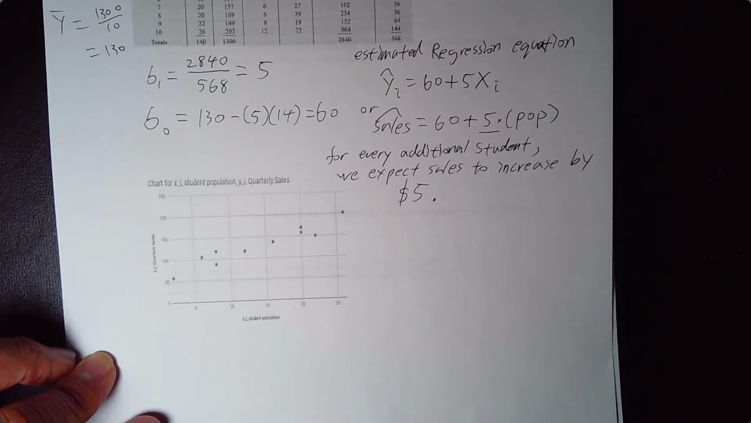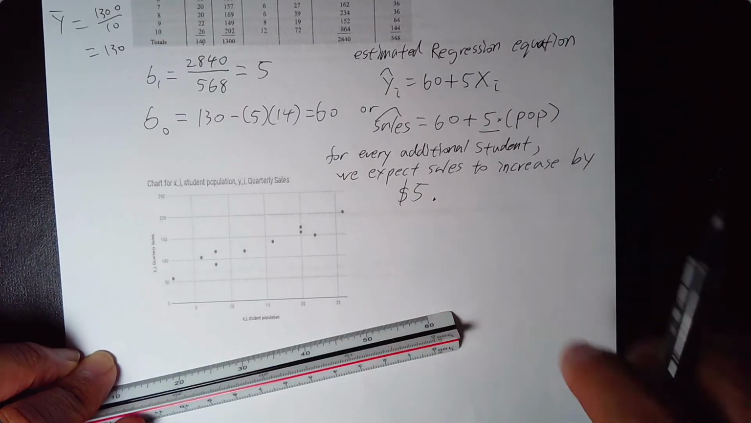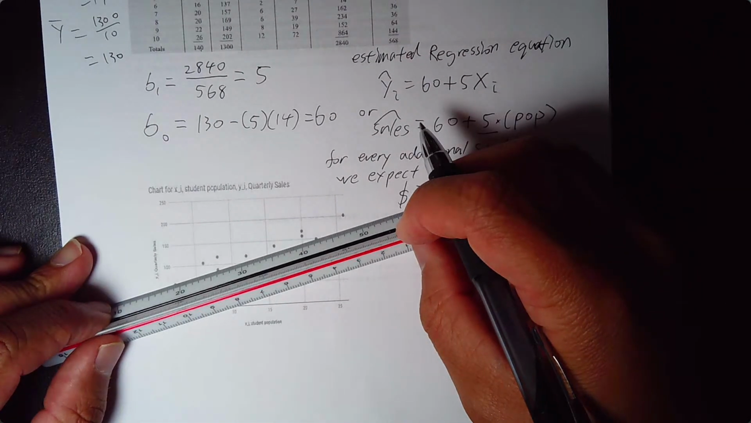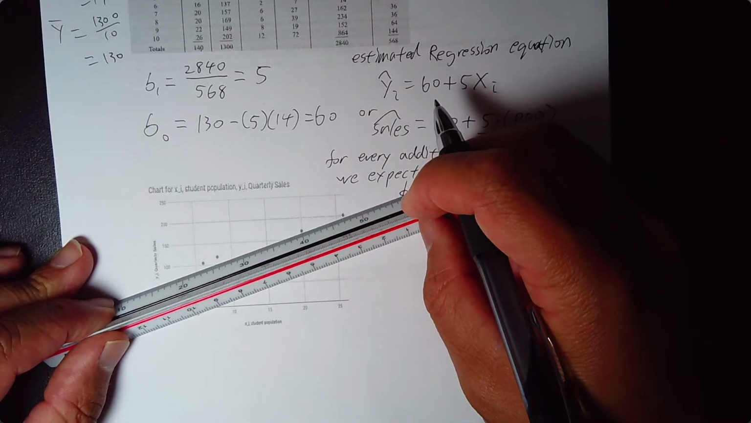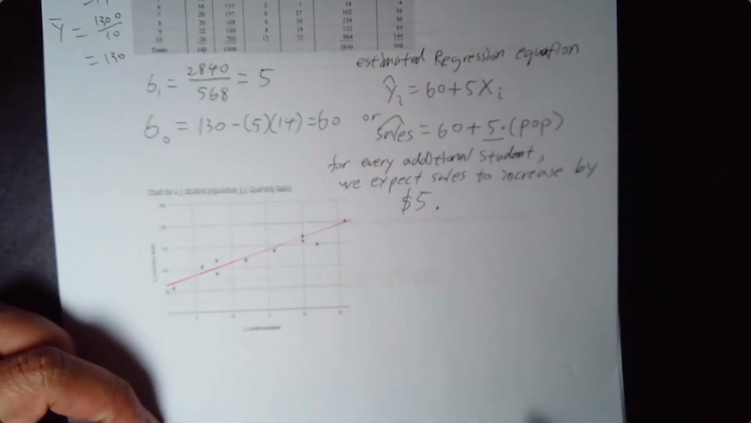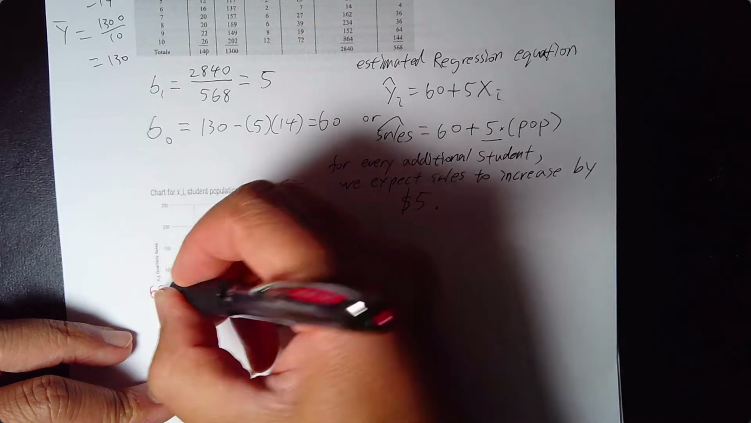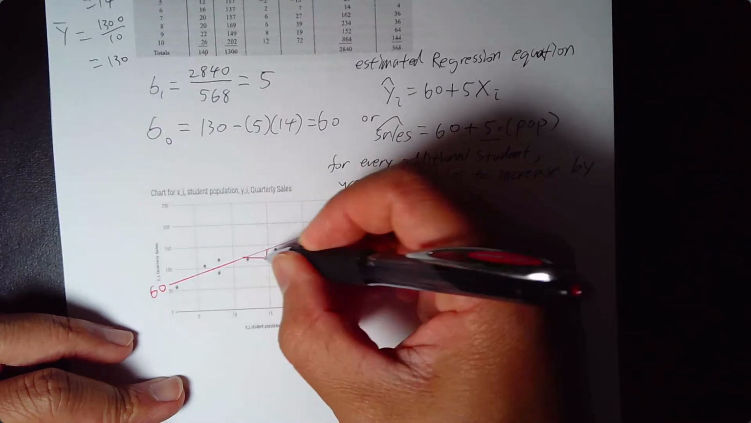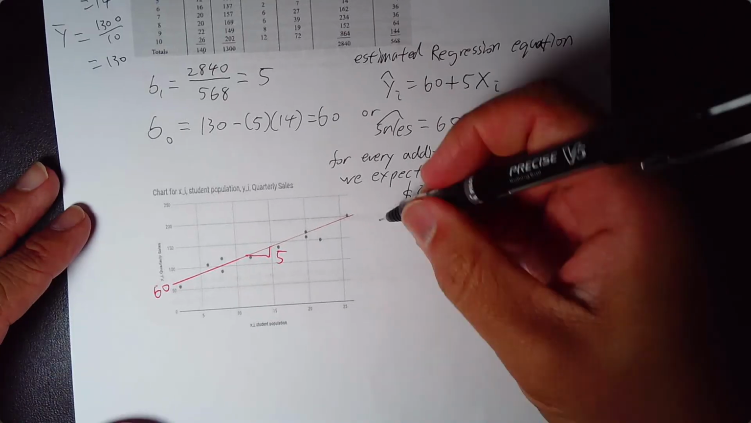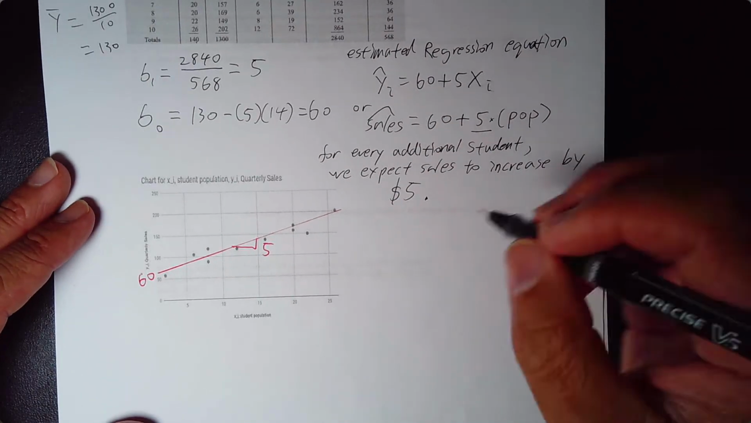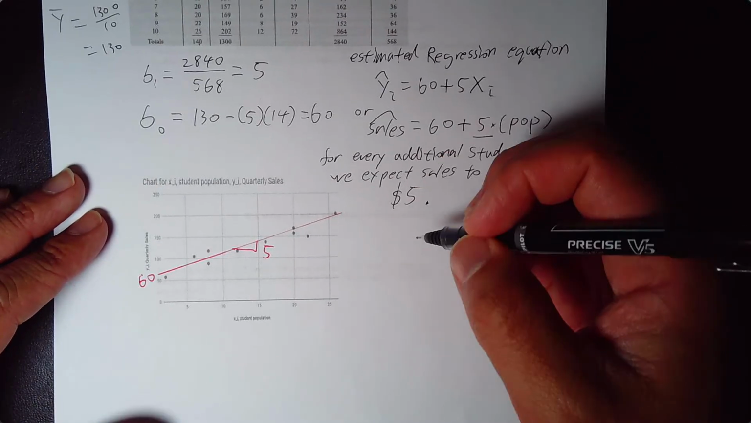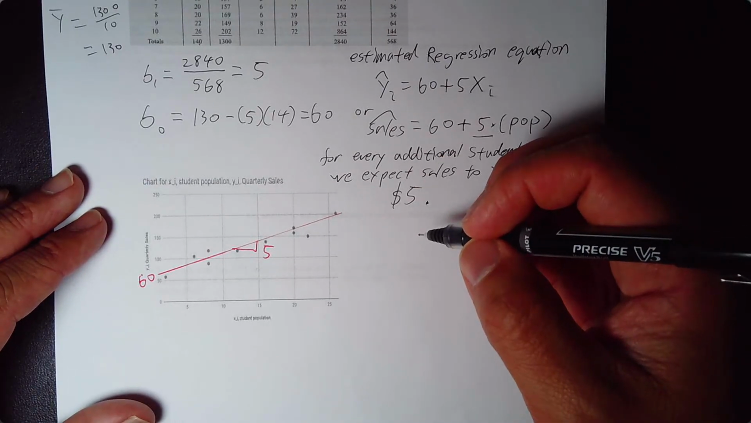Let's go ahead and sketch this line right here. Just approximately, I'm going to eyeball it, since we don't have graph paper here. 60 plus 5, that's about there. So 60 is the intercept, and the slope here is 5. What can we do with this? For example, let's say we want to find the expected sales if a particular city has 20,000 students.